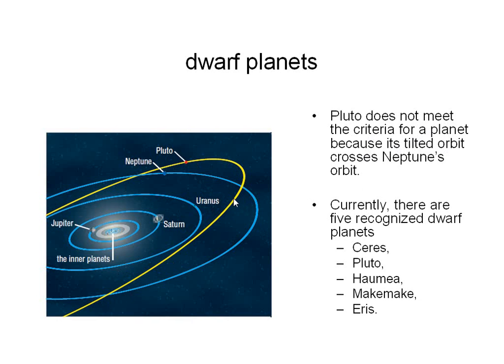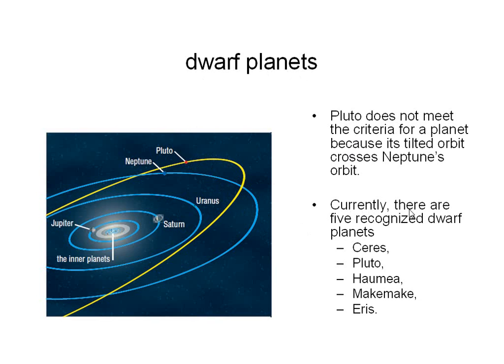This orbit is not on the same plane on which are the sun and the other planets. The tilted orbit crosses Neptune's orbit. Here is the intersection, and that is also the intersection. So it crosses Neptune's orbit. Just because of its tilted orbit, it is not a planet anymore. It is a dwarf planet.